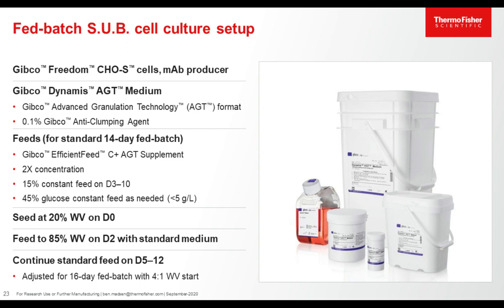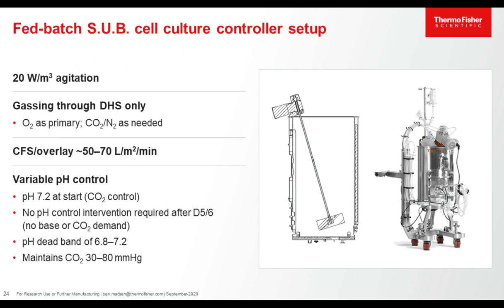And here we used EFC plus at a 2x concentration for a total of 15% volume feed, and a 45% glucose solution was added as needed to maintain glucose targets. Despite the ability of our reactors to be run up to 100 watt per cubic meter agitation, in order to compare to our standard 5-to-1 subs, we ran these cultures at just 20 watt per cubic meter agitation. Gassing was performed using only the DHS, using primarily O2, N2, and CO2 gases, along with the crossflow sparge operated at recommended gas flow rates.